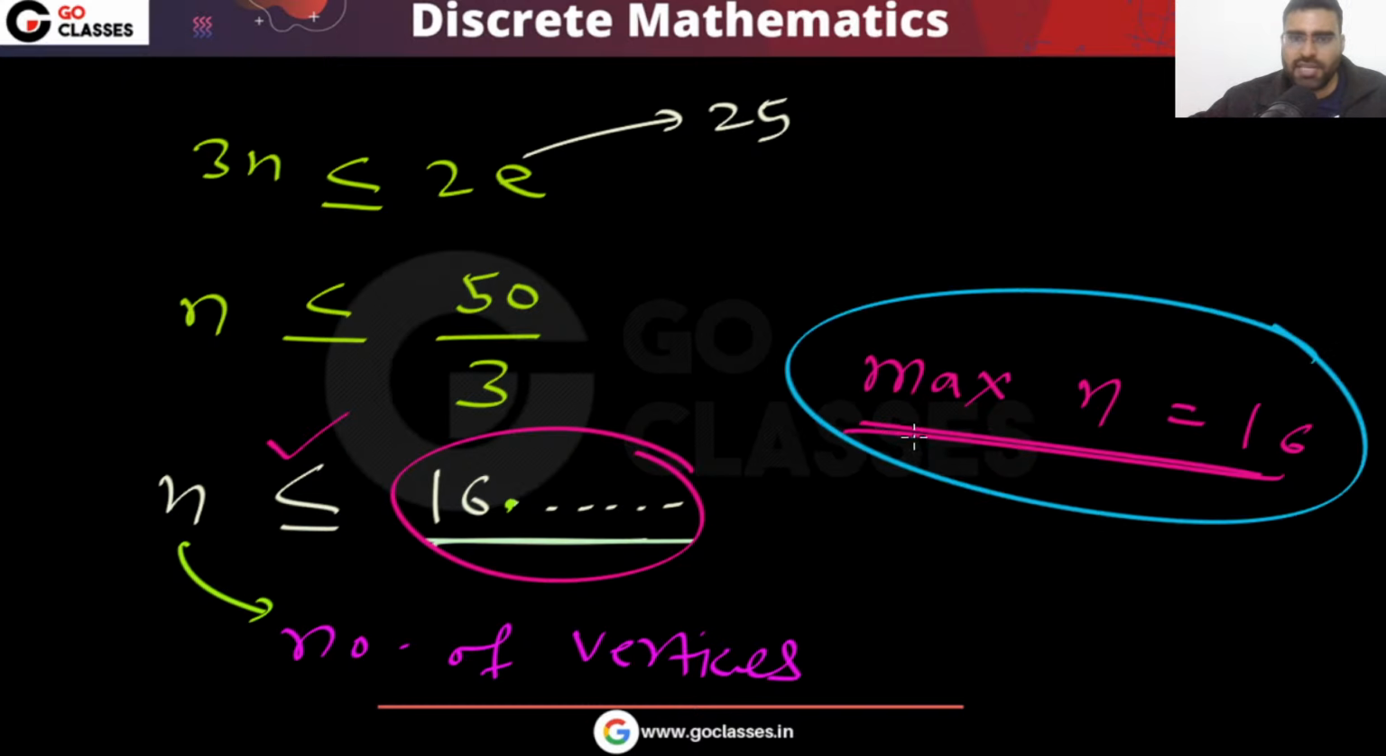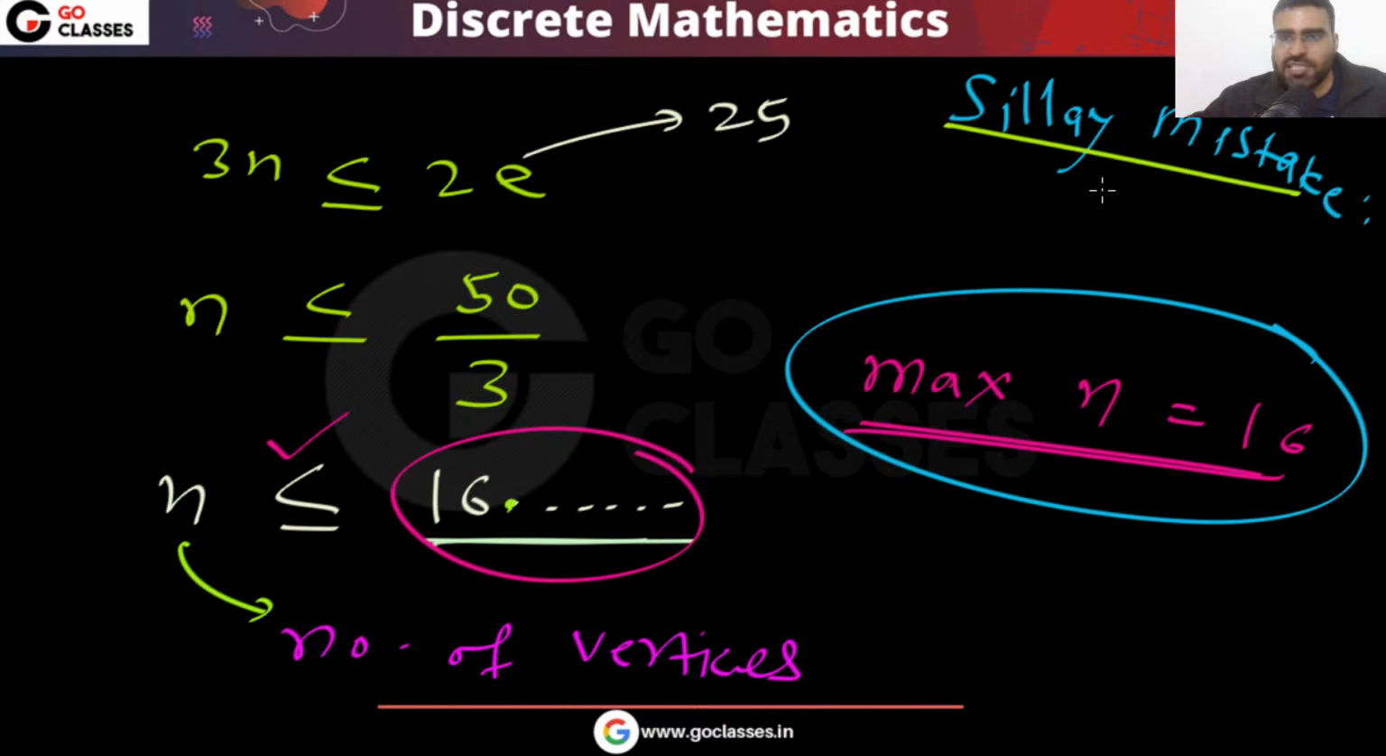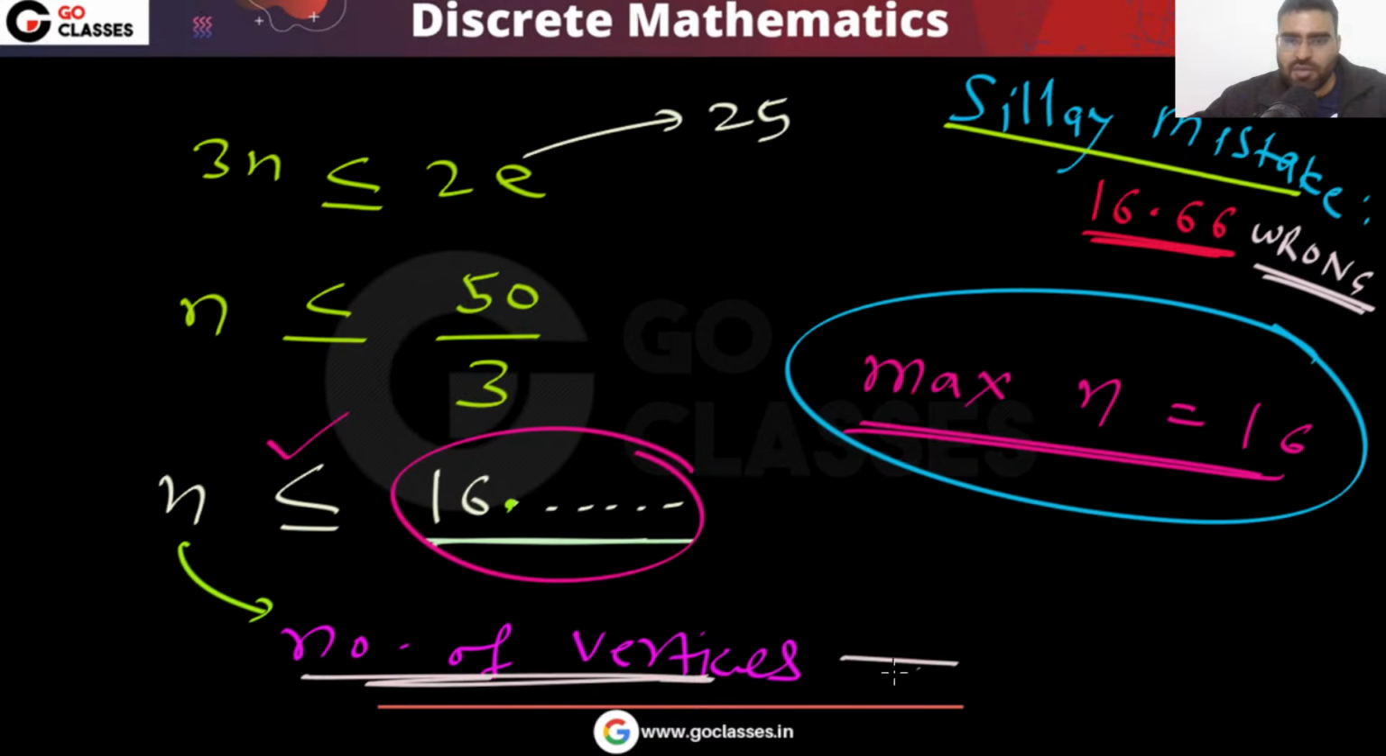In the GATE exam, this is a silly mistake which many students can make. What is the silly mistake students can make in this question? The silly mistake possible is if they put 16.66, something like that. This will be wrong, because the number of vertices must be a positive integer.